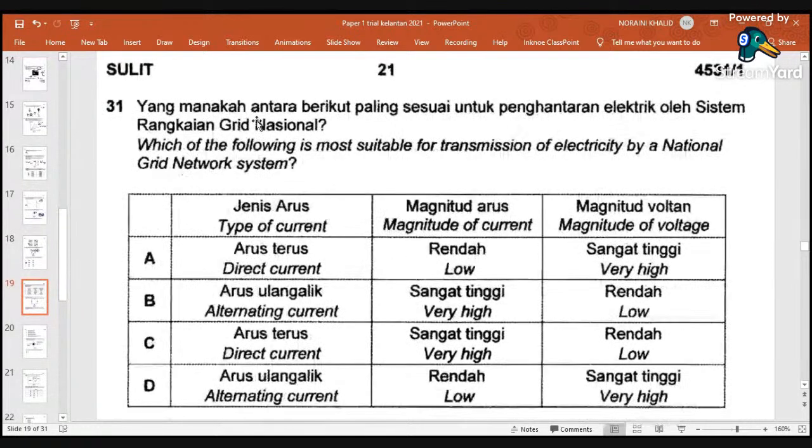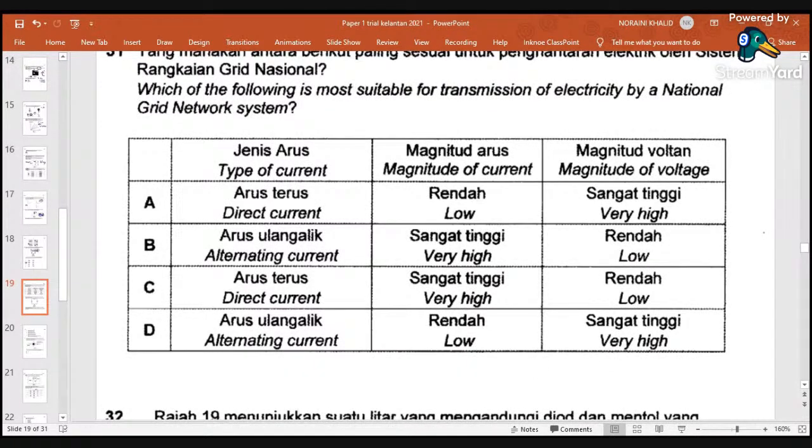Number 31, which of the following is most suitable for transmission of electricity by the national grid network? Type of current: alternating current, yes. Magnitude of current is low, voltage very high. So 31 is T. Because we use a transformer, only AC can be used. Only AC can be stepped up and stepped down using a transformer. So we cannot accept E. We need to accept G as the answer.